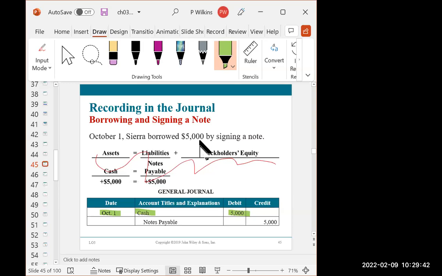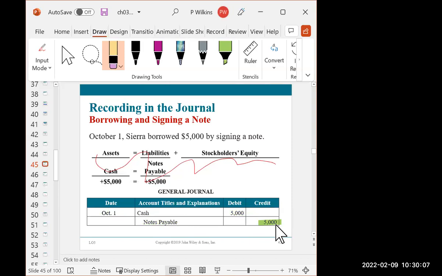What else did we get? Well, we borrowed it and we signed a note. So now we're liable to pay it. It tells us it's a note, so we got a notes payable. Notes payable is a liability. Liabilities have a credit balance. So in order to make that go up, we're going to credit it. So we're going to put notes payable and credit it $5,000.